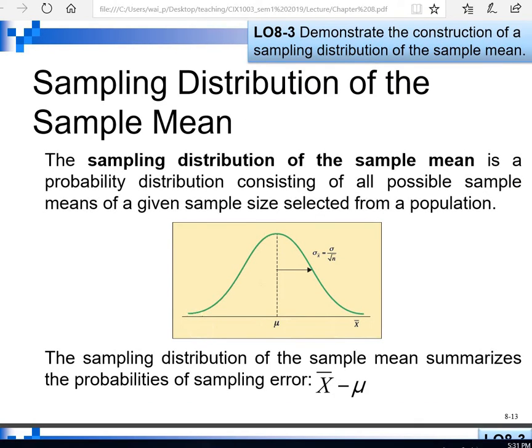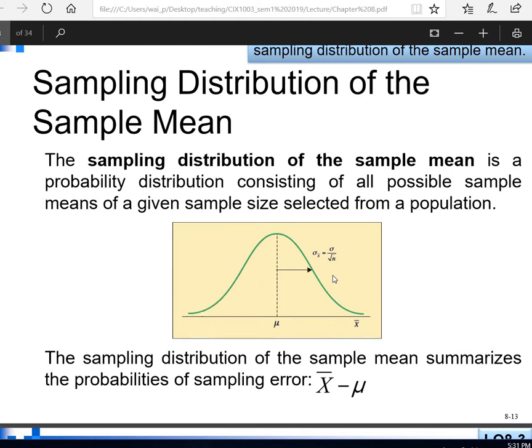The sampling distribution of the sample mean is a probability distribution consisting of all possible sample means of a given sample size selected from a population. The sampling distribution of the sample means summarizes the probability of the sampling error, which is the sample mean minus the population mean.